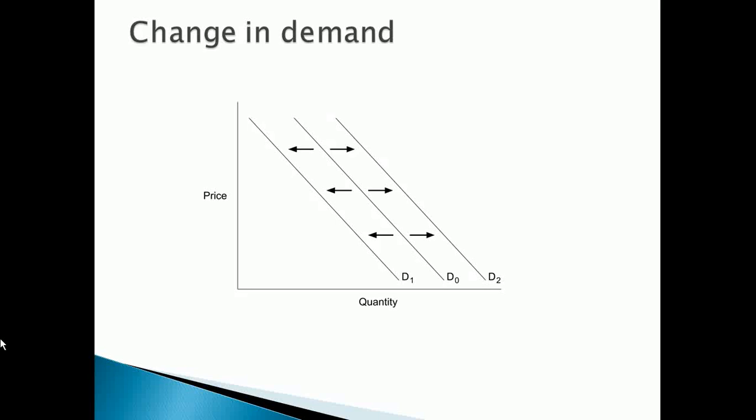Change in quantity demanded is the movement along the same demand curve. It doesn't shift to the left or to the right. The only factor that affects this is the price of the commodity in question. Let me show you this on the next slide.